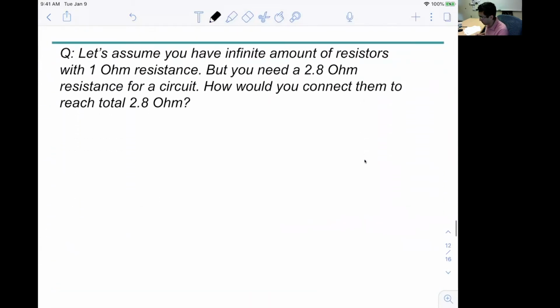I have one example. Let's assume you have an infinite amount of resistors with 1 ohm resistance, but you need a 2.8 ohm resistance for a circuit. How would you connect them to reach a total of 2.8 ohm? So I will make this a bonus problem. Whoever sends the first answer gets 2 extra credit points.